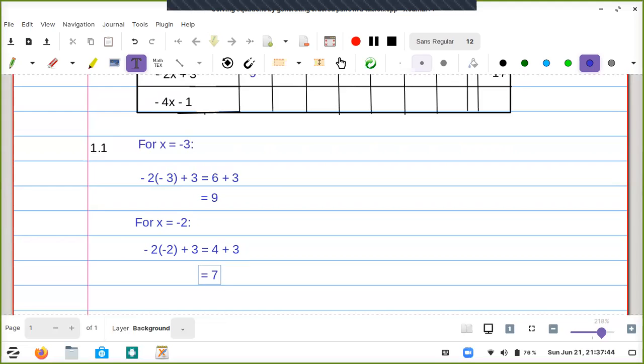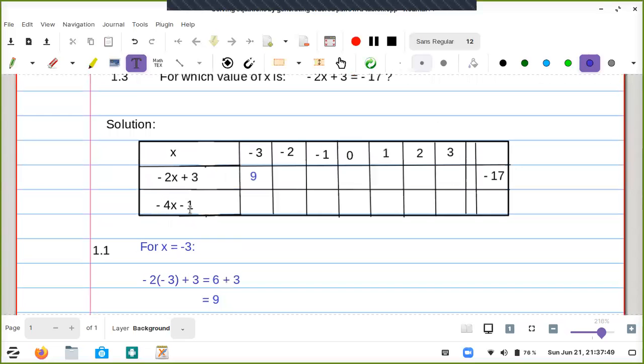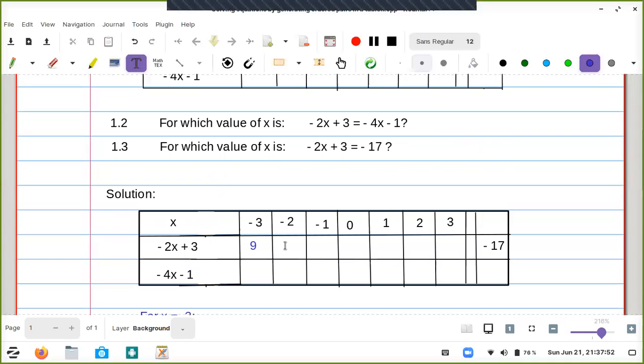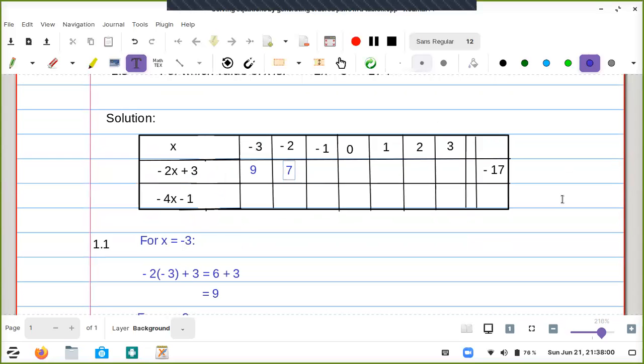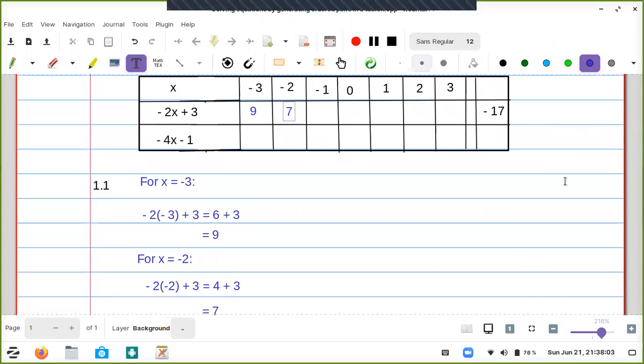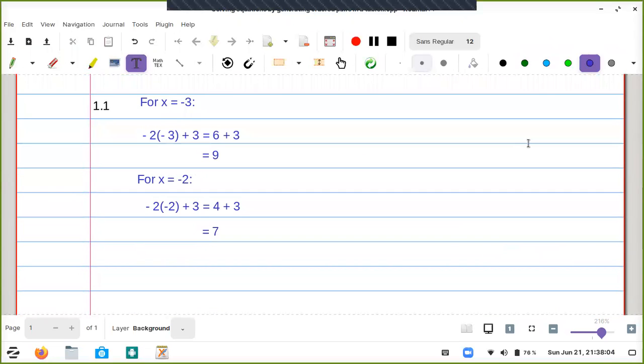So again, I go back to my table, I'm completing it. We get what? 7. Then again, I move on to, remember we are completing, then I move on to x equals to negative 1.